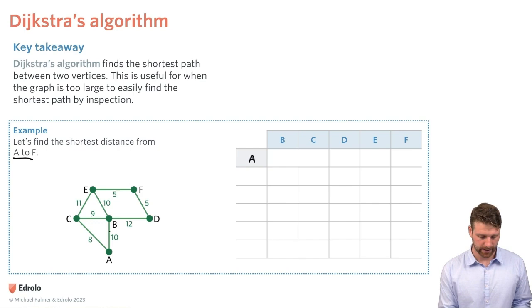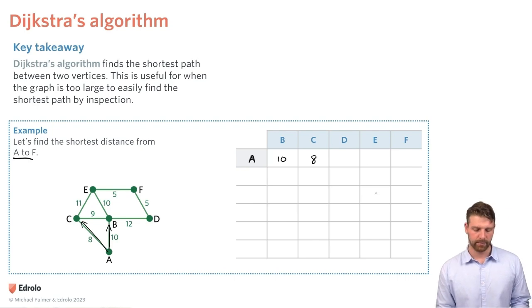And so to get to B, I can see that would take a weight of 10. And to get to C, that would take a weight of 8. And I can't directly get to D, E, or F, so I just put a cross in those boxes because I can't get there yet.